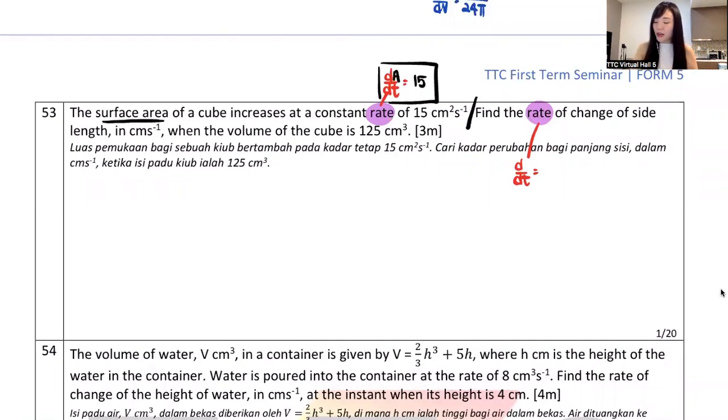15 is dA/dt, surface area. No need dSA, dA will do, okay? Next one, find the rate of change of the side length. What alphabet will you write? They say find the rate of change of the side length.